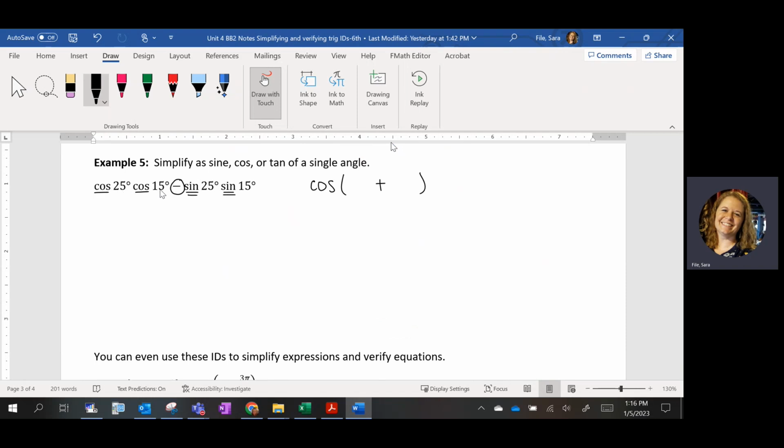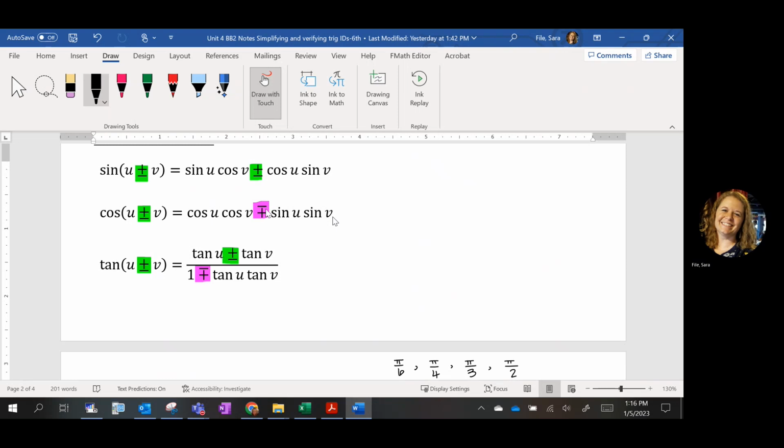So my two angles are 25 and 15 degrees, and so then I can go ahead and add those. In the formula for cosine, it's the opposite. So the cosine sum identity, the expanded version has a minus. The cosine difference, the expanded version will have a plus.